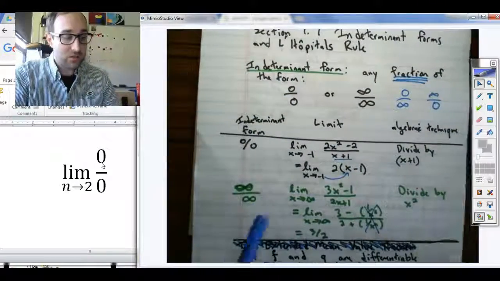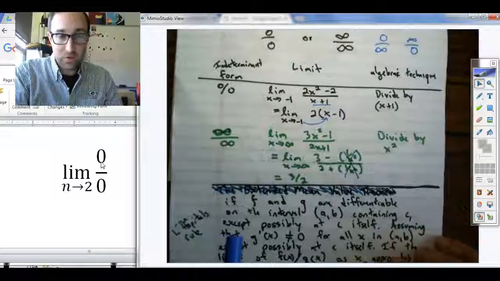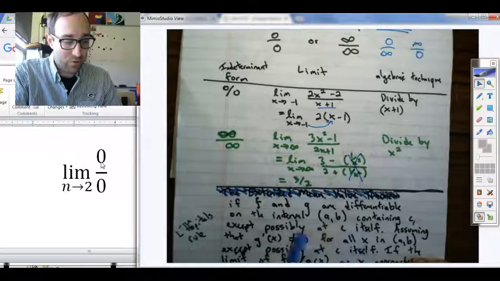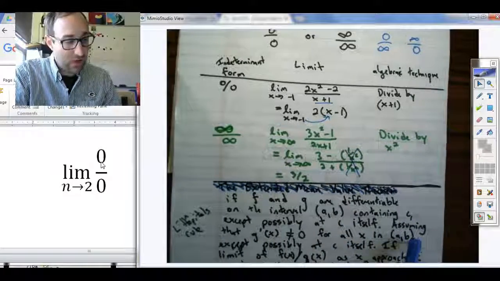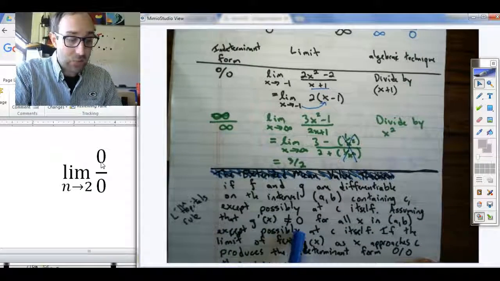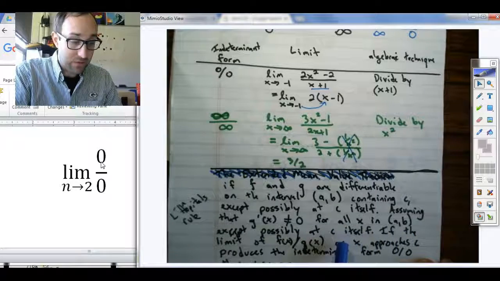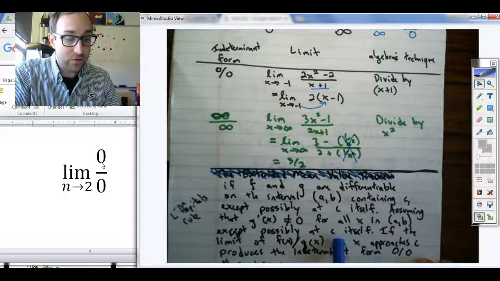So as long as they're differentiable, that is okay. But if we try and find a limit, then we've got a problem. Okay, so c is just somewhere in there, right? Run along in between a and b. Assuming that g prime does not equal 0 for all x in (a, b), except possibly at c itself. Again, g prime could be 0 at c itself.